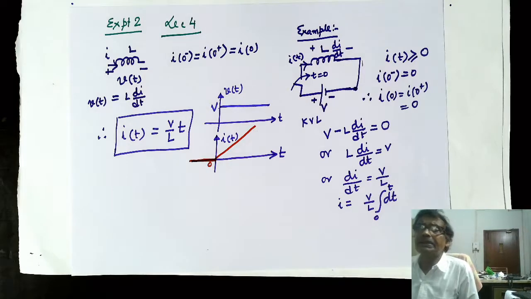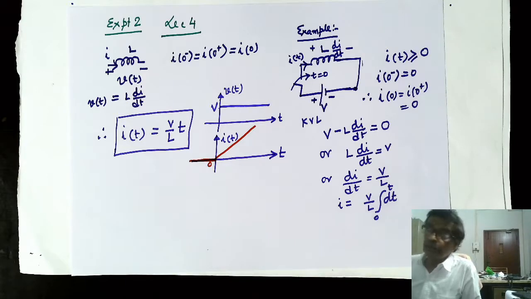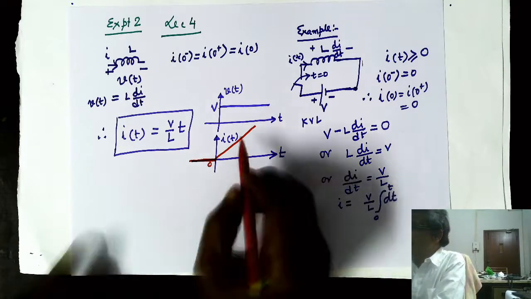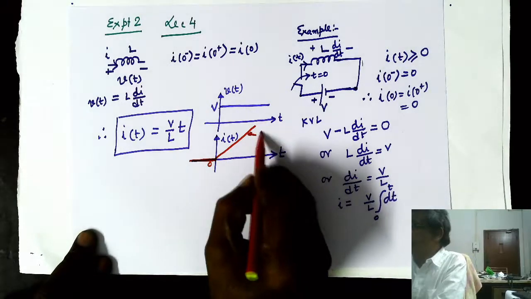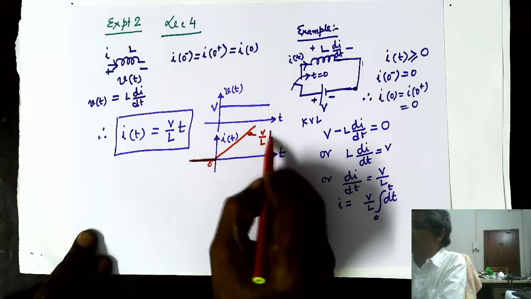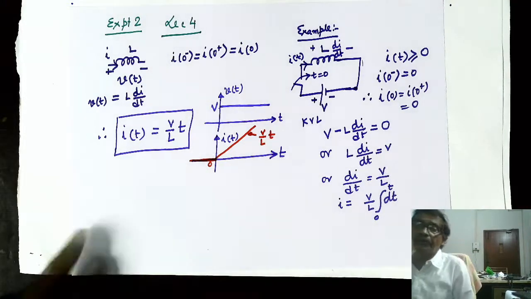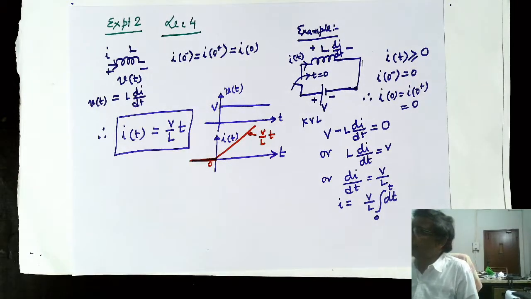But theoretically, it looks like if somebody applies a constant voltage across an inductor, current becomes time varying and it grows, not exponentially, but linearly. This equation is V by L into t. That's how it will grow. Understood this point?